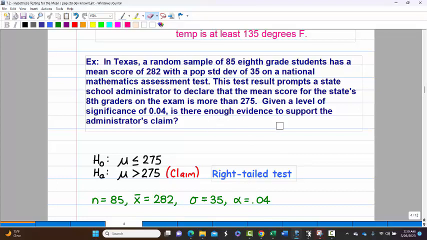And where it says enough evidence to support the claim, so what's going to happen to support this claim will happen if we reject the Ho. Then, because rejecting the Ho means we prefer the alternative, and in this case, that's the claim.